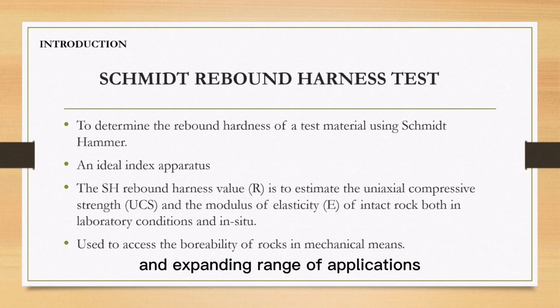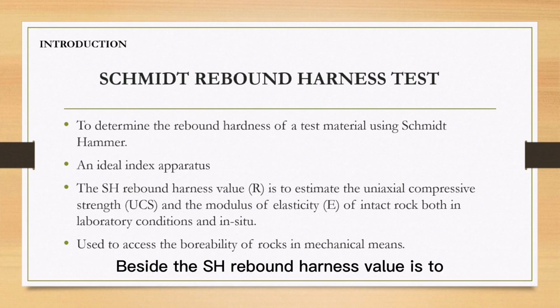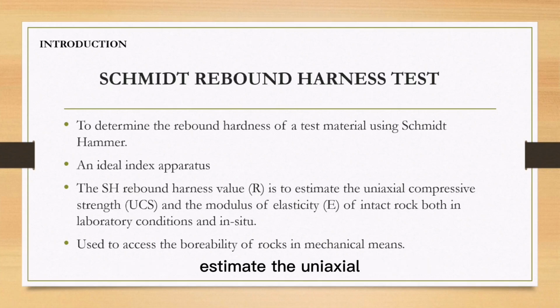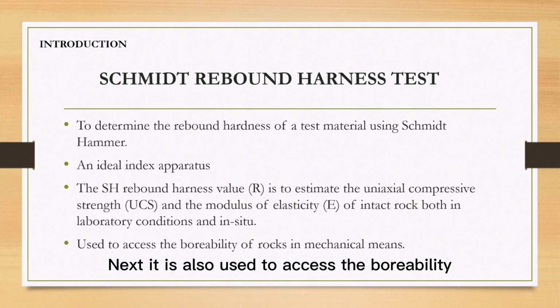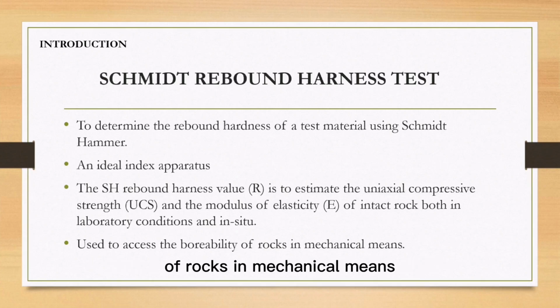of applications. Besides, the Schmidt rebound hardness value is used to estimate the uniaxial compressive strength (UCS) and the modulus of elasticity of intact rock, both in laboratory conditions and in situ. Next, it is also used to assess the porosity of rocks in mechanical means, which are cutting, polishing, milling, crushing, and so on.